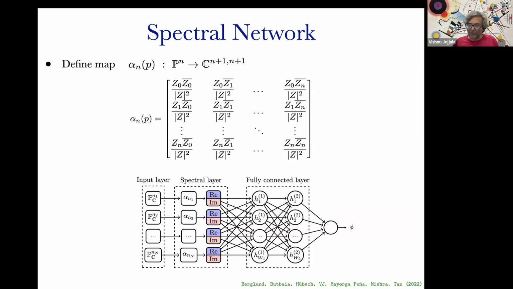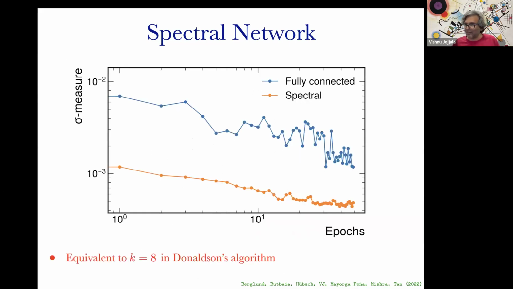This is something we introduced in 2022 in studying K3 and singular versions thereof, and we found that it worked much better at finding the flat metric. The fully connected neural network's sigma measure, which measures the flatness of the metric, is shown in blue, and the spectral network we find is about an order of magnitude better in finding the flat metric in the same number of epochs, with the same number of points. This corresponds to about level 8 in Donaldson's iterative algorithm.